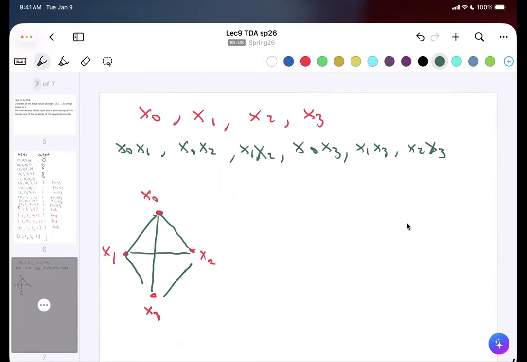So if you draw the simplicial complex that way, I'm drawing all the possible edges between those four nodes that are part of the simplicial complex, right? Those are not all the possible edges you could draw between those four nodes, right? But those are the ones that are determined by the Boolean function.